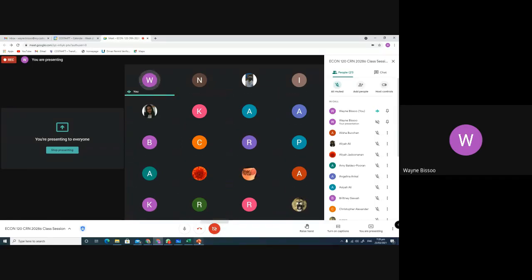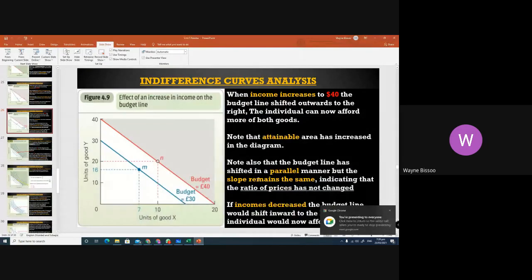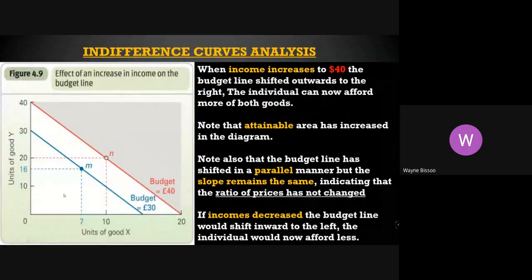Okay, so let's continue with the second part here. As we were just saying before, we were just looking at the effect of an income change. And when incomes increase, the budget line will not pivot, it will shift outwards in a parallel manner, indicating that the ratio of prices didn't change.